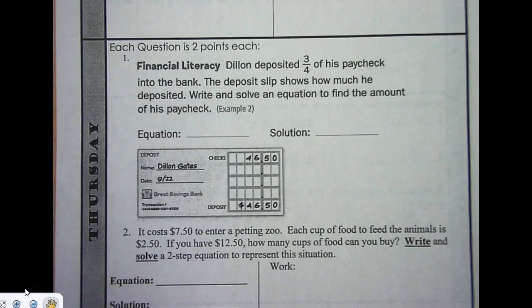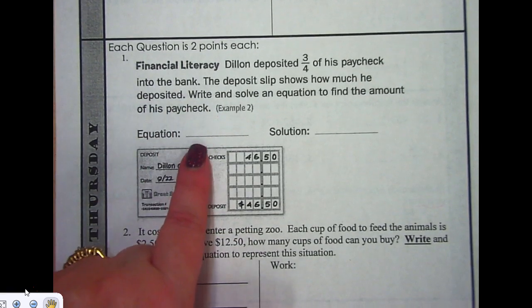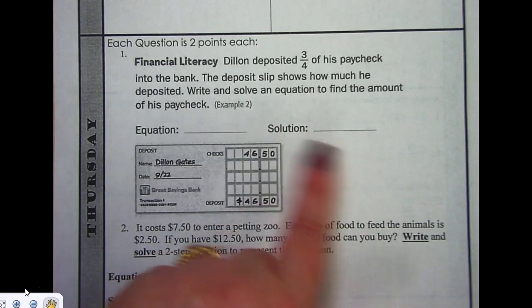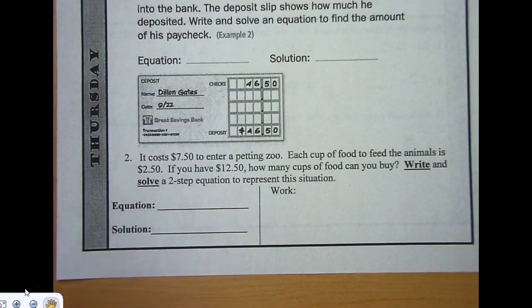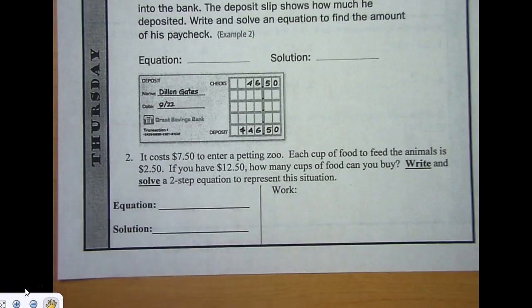Yes. And Thursday, each question is worth 2 points. So here you have to read the problem, write the equation, and then solve it. That's worth 2 problems, looking for 2 different answers. Down here, the same thing. You have to write an equation, write the solution, and show your work. So you have to solve this 2-step equation appropriately to get full credit.